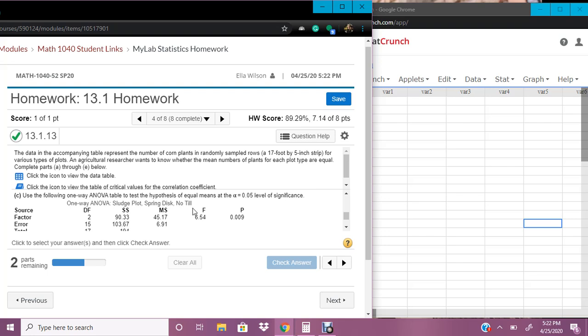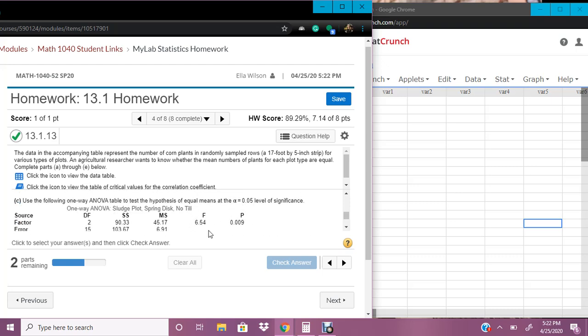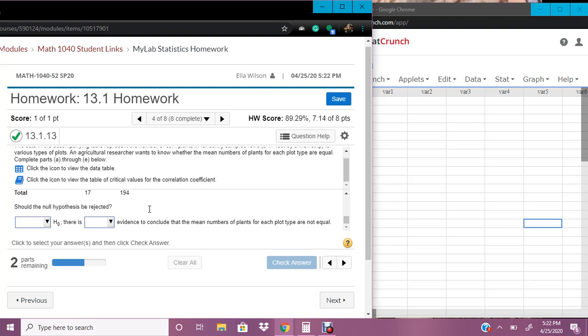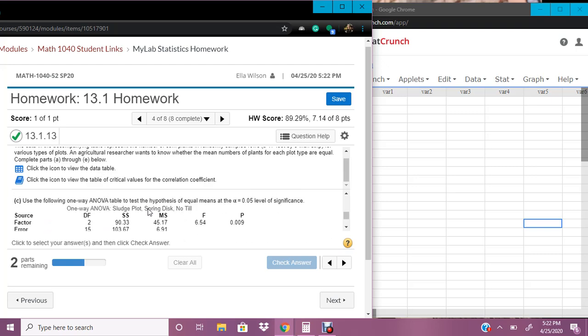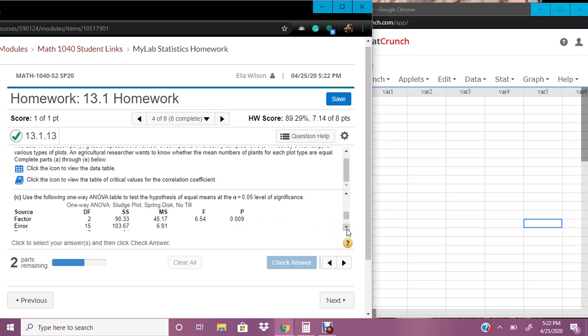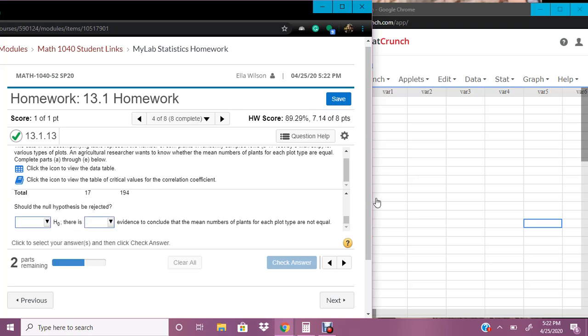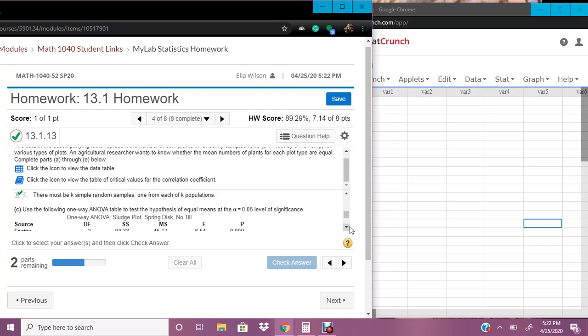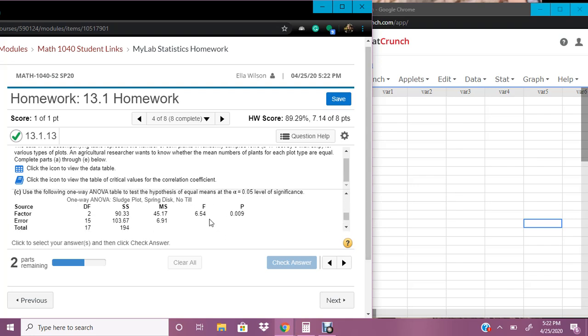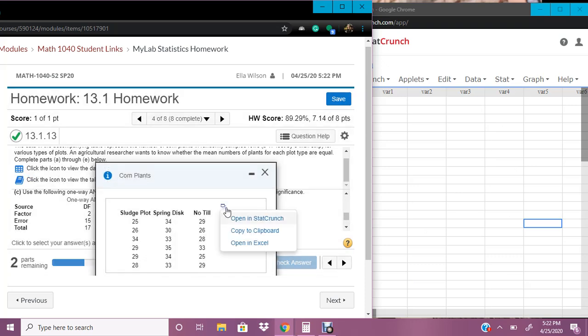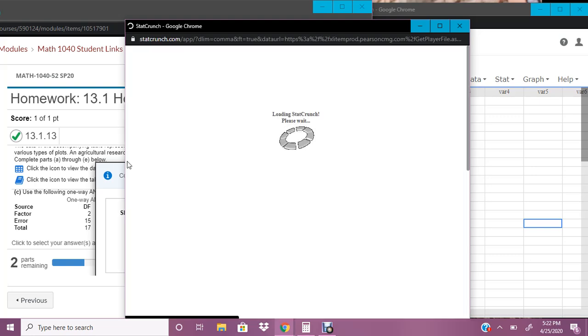So now we are going to do an ANOVA test. And let's see. Oh, they did it for us right here. That's awesome. So this right here, this F will be our test statistic. I'm going to do it in StatCrunch just so that you guys know how, but feel free to skip past this if you want to.